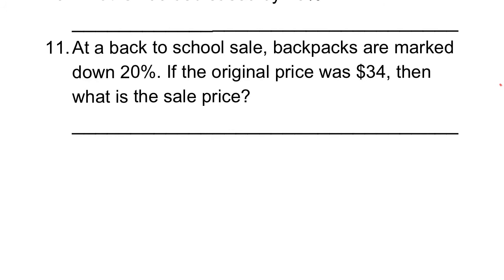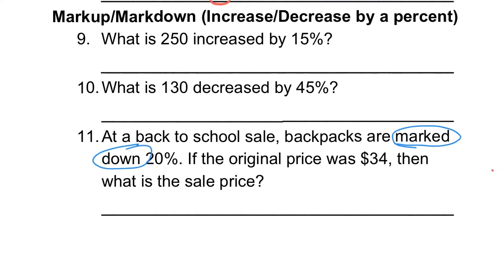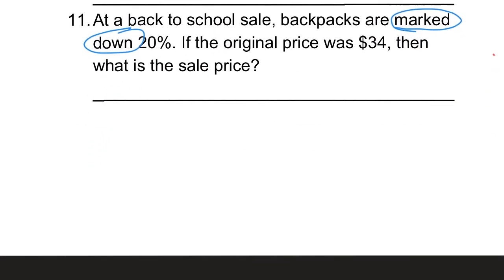So at a back-to-school sale, backpacks are marked down 20%. If the original price was $34, then what is the sale price? So let's figure out, what is it that we know? I'm looking for words like, oh, marked down. Wow, that's a big indicator as to what I'm going to be doing for my strategy. Since one of my things is markup, markdown. Okay, that's a clue right there. Markdown how much? 20%. And the original price is $34.